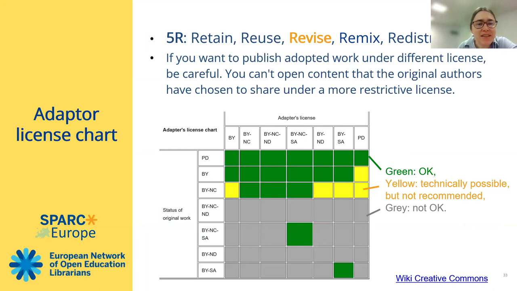So back to the licenses. To adapt, we can use this chart. If we want to publish adapted work under a different license, we must be careful. Some of the possibilities are allowed, these green ones. Some are technically possible but not recommended, and these gray are forbidden. So if we want to publish as CC BY as the adapter, we have most of the possibilities free.